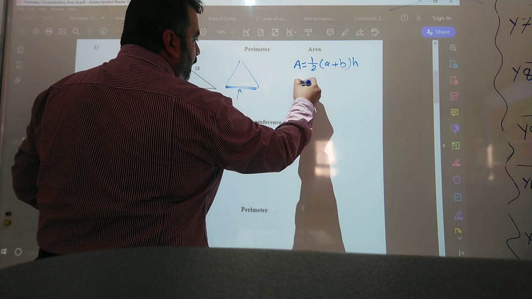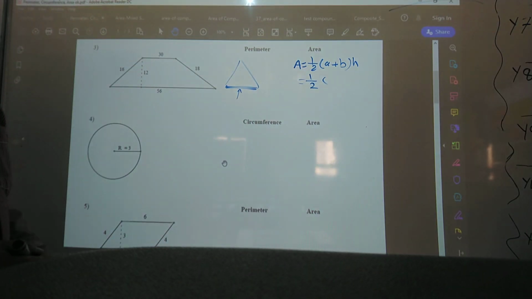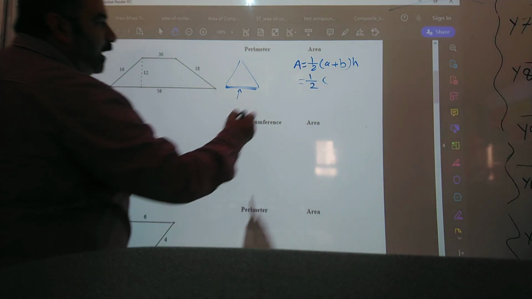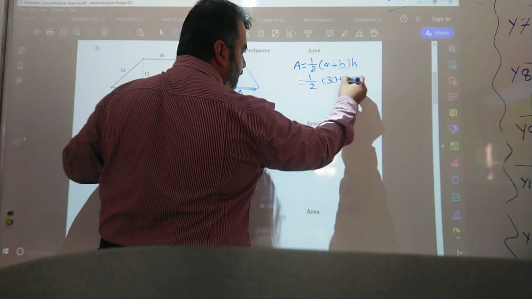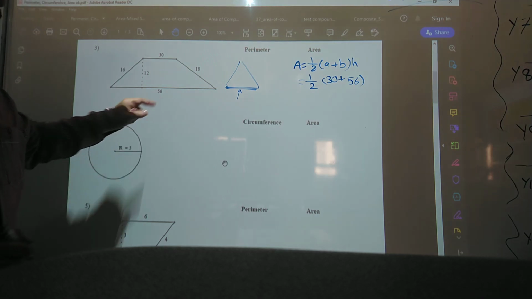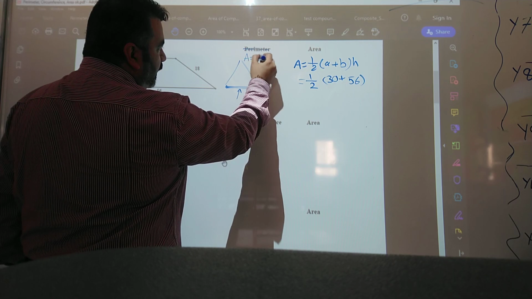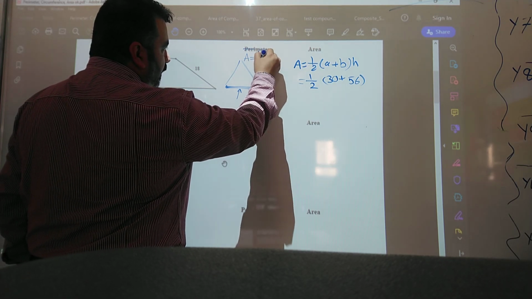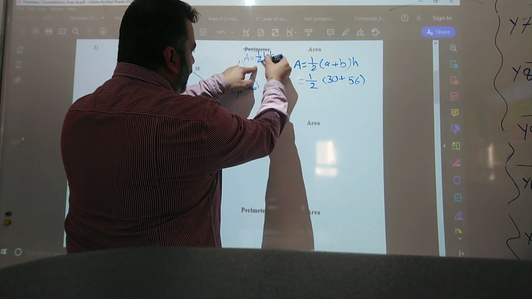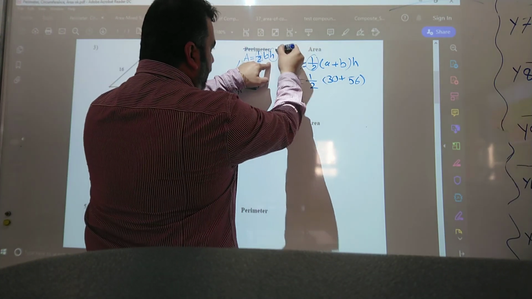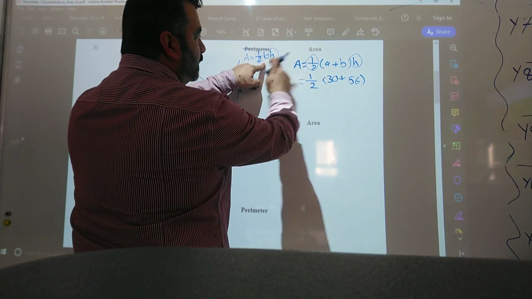Well, you will say area equal to half times the sum of the two bases. So you will have 30 plus 56. Okay? So usually for a normal triangle, area equal to what? Half times base times height. It's exactly the same thing. Look, watch. Half and the height. So the only difference is the base here.